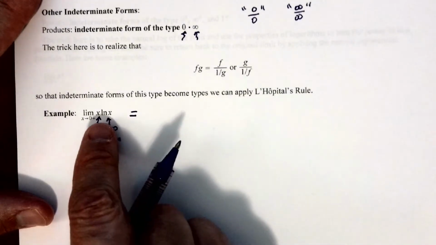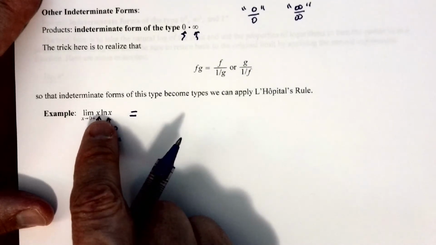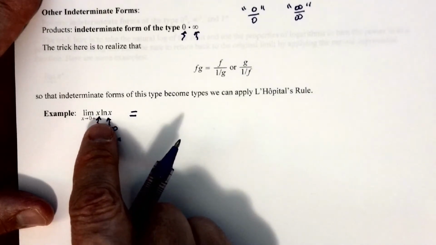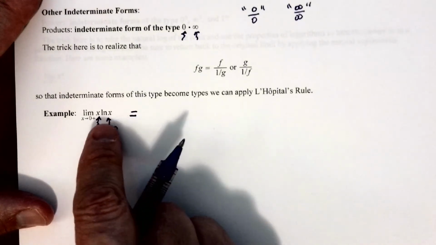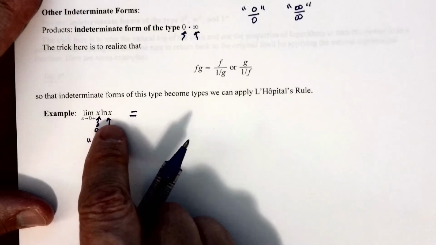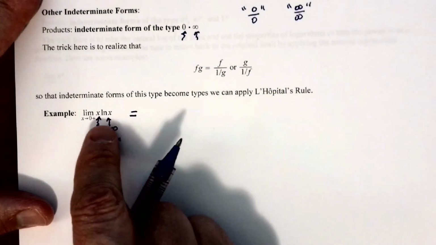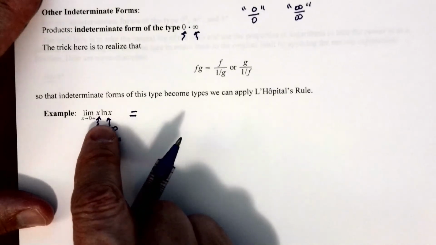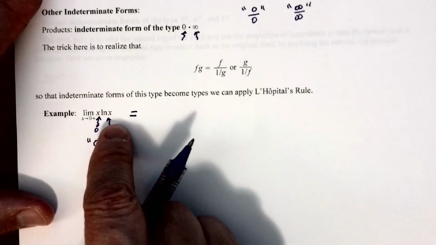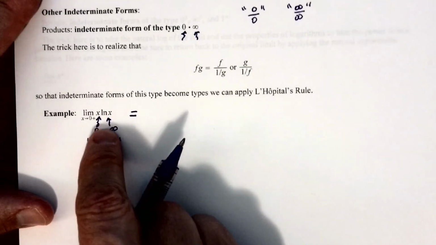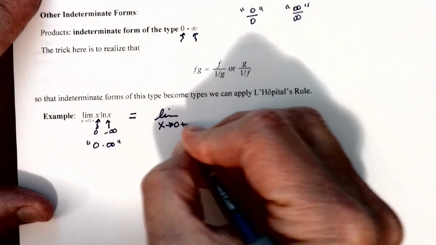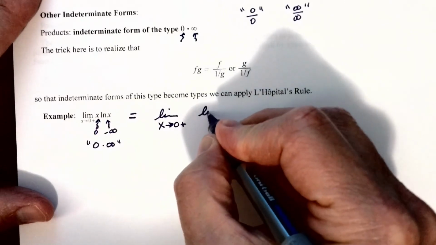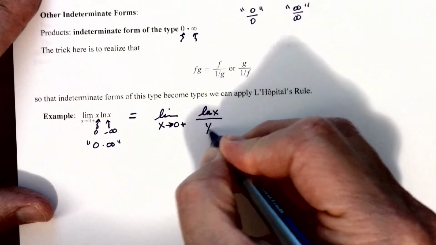And so how are we going to do this? I'm either going to change it to, instead of multiplying by x, divide by the reciprocal of x, or divide by the reciprocal of the natural log of x. Which one should I do? Well, think about it. When we use L'Hopital's rule, we're going to find the derivative. Which derivative is easier to find, 1 divided by x or 1 divided by natural log of x? Well, they're both not too difficult to find, but 1 divided by x is a little bit simpler. And so that's what I'm going to do. I'm going to rewrite this as the limit as x approaches 0 from the positive side of natural log of x divided by the reciprocal of x.